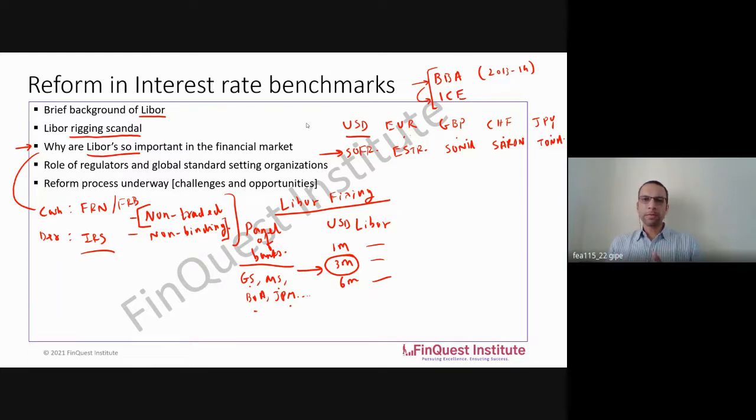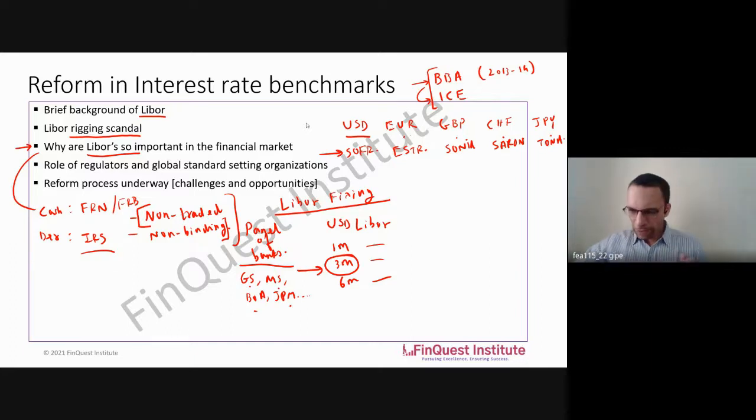So these are a couple of advantages for these new benchmarks, and all of them follow more or less a similar logic. All of these are going to be traded, and these are non-riggable rates, I would say, because once you have a traded quote, you cannot rig it. And these are the new benchmarks which we intend to use going ahead.